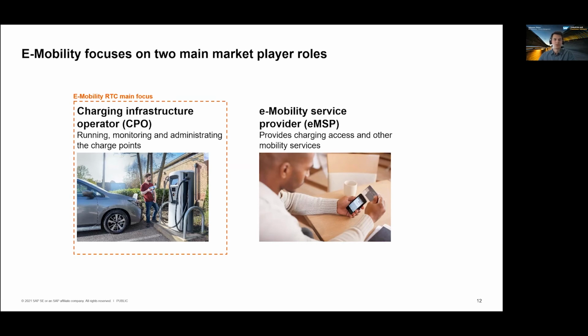The CPO is the role in focus of our first release and of our e-mobility solution, providing the capabilities of administration and management of charging infrastructure for companies. So with SAP E-Mobility, your company can become your own CPO. This is particularly interesting for companies with a conventional combustion engine car fleet who would like to electrify their fleet, becoming fully electric. Companies with electric fleets can incorporate the CPO role for themselves.